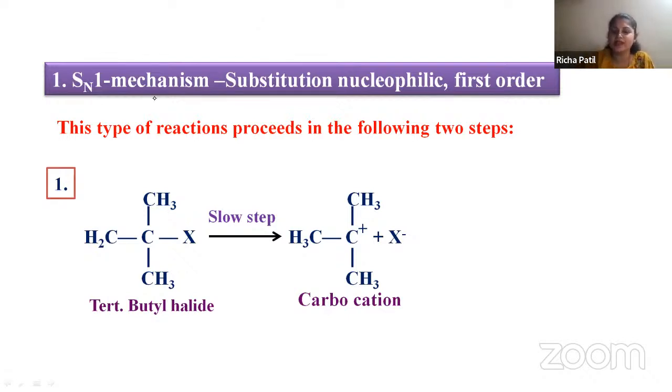So last class we were discussing substitution nucleophilic reactions, right? We had discussed the SN1 mechanism. The SN1 reaction proceeds via two steps. The first step is a slow step. It leads to the formation of carbocation. So this is carbocation, as you can see in tertiary butyl halide, this bond.